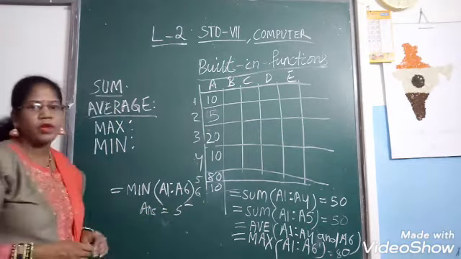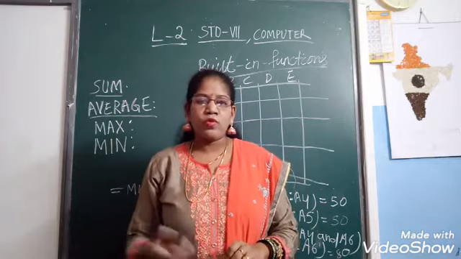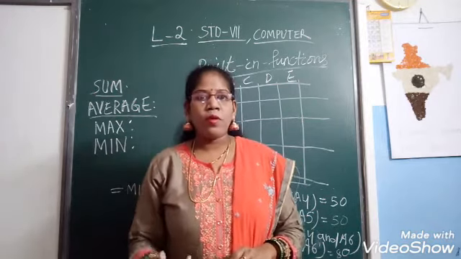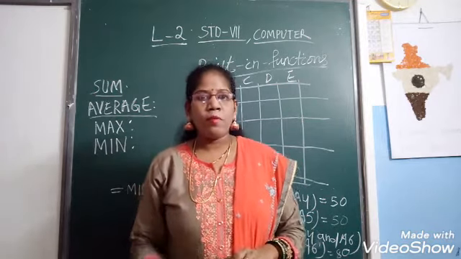5 is the minimum. This is what a built-in function is. In Excel, we already have some built-in functions which will do the calculation automatically. You should not write the formula for multiplication, addition, subtraction. Only if you write subtraction, then you write down the range of cell address, it will do the subtraction. You write average, it will calculate the average. If you write percentage, it will calculate the percentage.